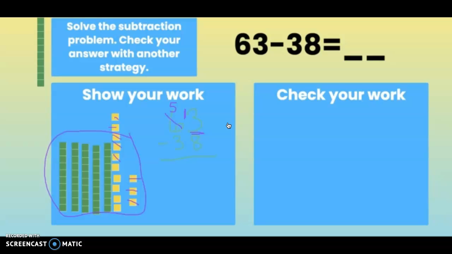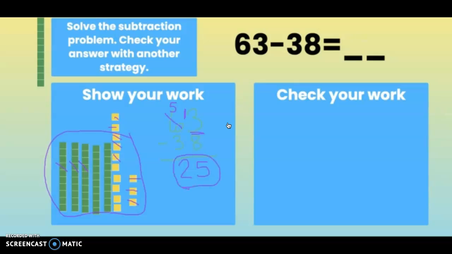So we had 13 ones. We took away 8, and we have 5 ones left. And then when we regroup that 10, that left us with 5 tens. So we're going to take away 3 of those tens, or take away 30, and that leaves us with 2 tens, which is 20. So 50 minus 30 is 20. So our answer is 25.